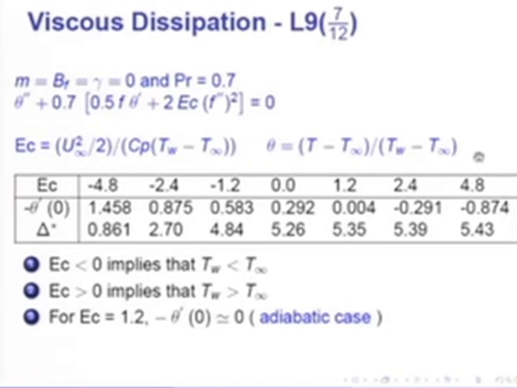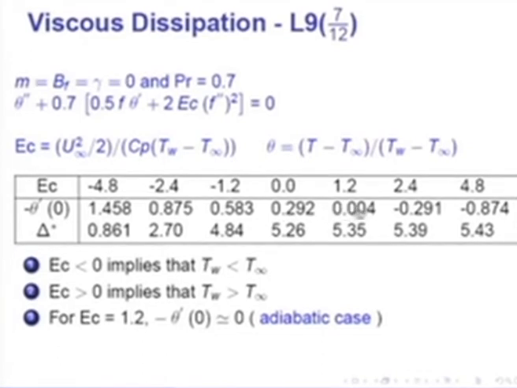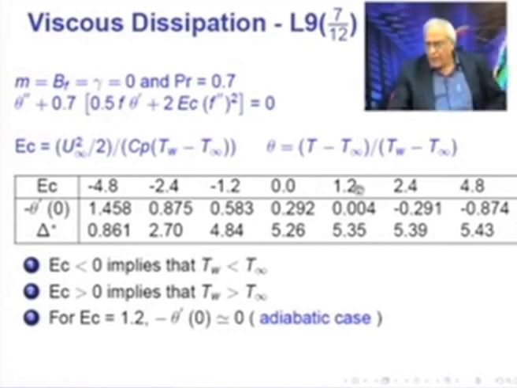and because the wall temperature is constant, E c would be simply this, and theta is this. So, E c less than 0 implies that T w is less than T infinity, E c greater than 0 implies T w is greater than T infinity. So, here are the solutions. This is 0.292, for Prandtl number 0.7, the value of theta dash 0, with 5.26 as the temperature boundary layer thickness. When E c is positive, that is when T w is greater than T infinity, you in fact do find an almost adiabatic situation at E c equal to 1.2 and negative heat transfer when E c becomes 2.4 and 4.8.